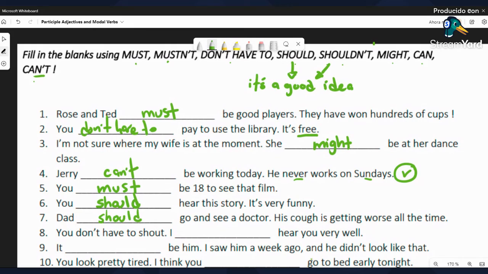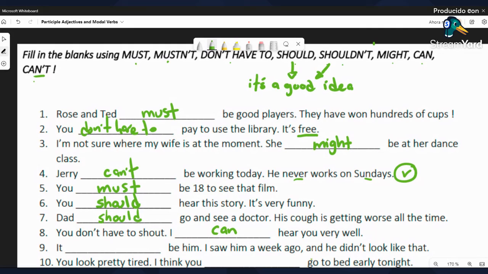Number eight, you don't have to shout. I hear you very well. In this case, it will be can because it's an ability. You are expressing an ability of the person.